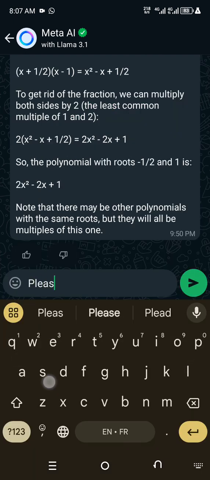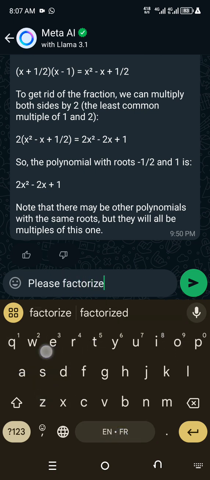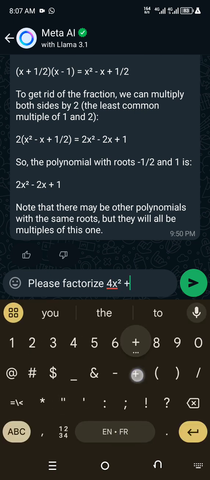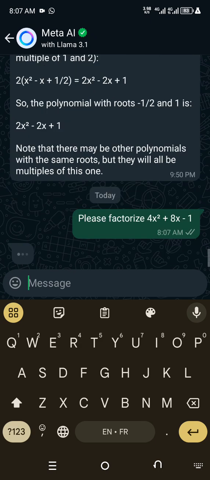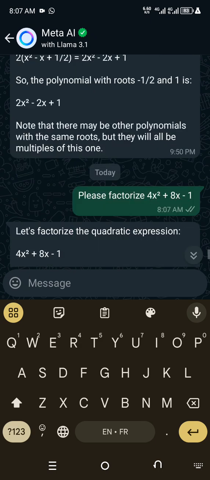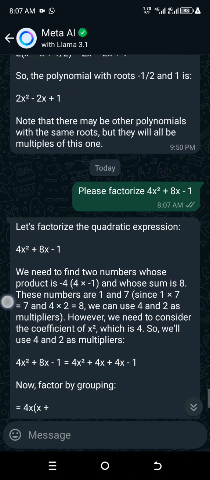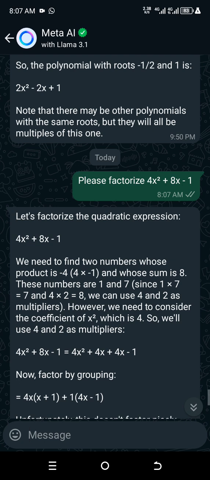So please, factorize 4x squared plus 8x minus 1. Okay. Let us see what it's going to give us. Here is a quadratic. Okay, so let us go. Let's factorize a quadratic equation 4x squared plus x minus 1.